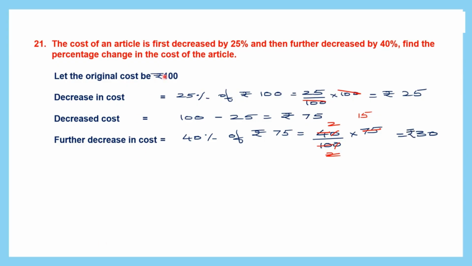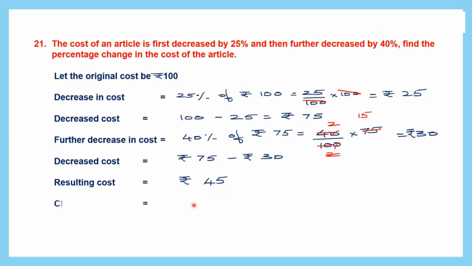So first we had 100 rupees. It decreased by 25% and became 75. From there it is again reducing by 30 rupees. So which is the new decreased cost? That will be 75 rupees minus 30 rupees. 75 minus 30 is 45 rupees. So here we have 45 rupees. This will be the resulting cost. The resulting cost is 45 rupees. So now we have the original cost 100. Now the final cost, this is 45 rupees.